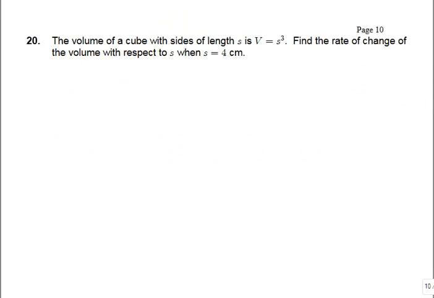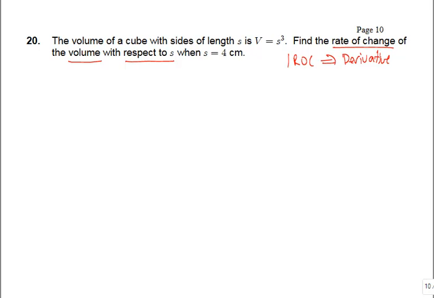All right, our very last example. We want to find the volume of a cube with sides of length s, given by this formula, V equals s cubed. We want to find the rate of change of the volume with respect to s when s equals 4 centimeters. Now, rate of change in calculus, and I don't see the word average, so instantaneous is implied. An instantaneous rate of change always implies derivative.